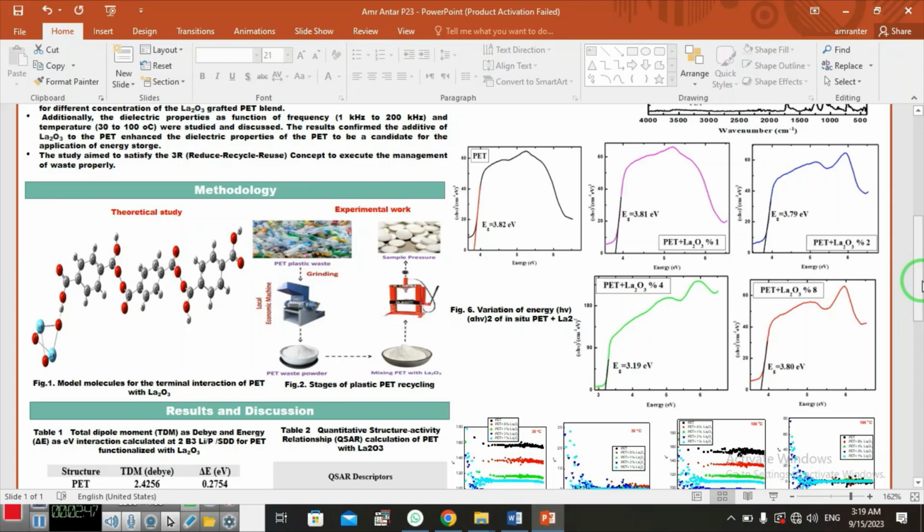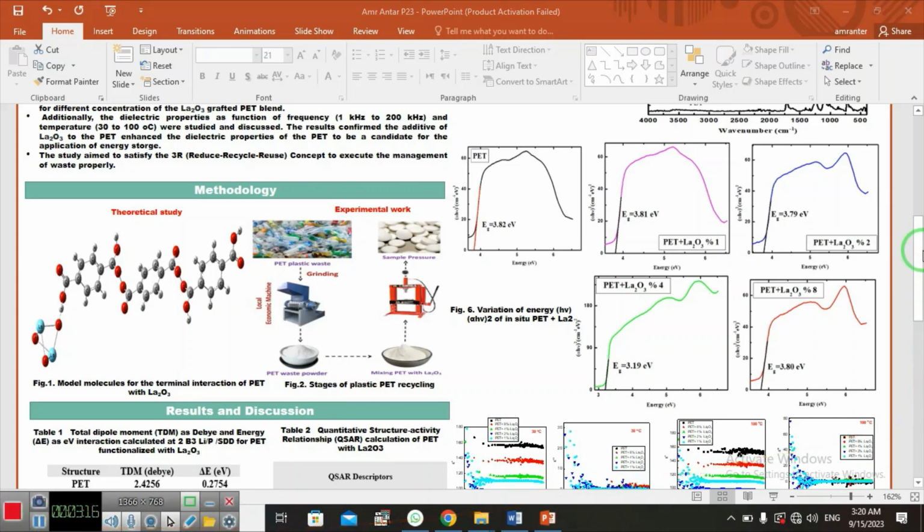The model structures were optimized and calculated using the B3LYP/DGDZVP model for the studied structures, whereas three units of PET, termed 3U-PET, interacted with La2O3 through the hydrogen bond of the OH of the first PET unit, termed La2O3-PET. Total dipole moment, TDM, and molecular electrostatic potential maps, MESP, were computed for the PET structure.